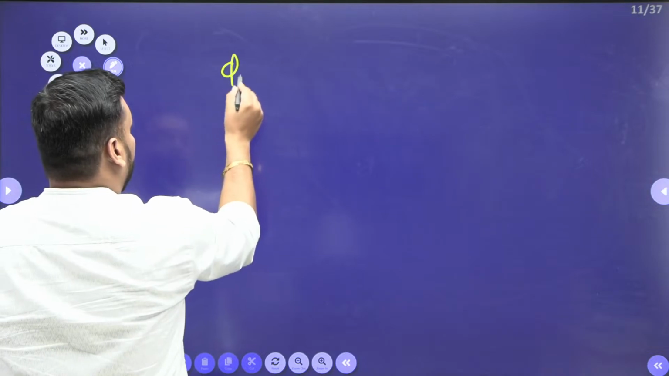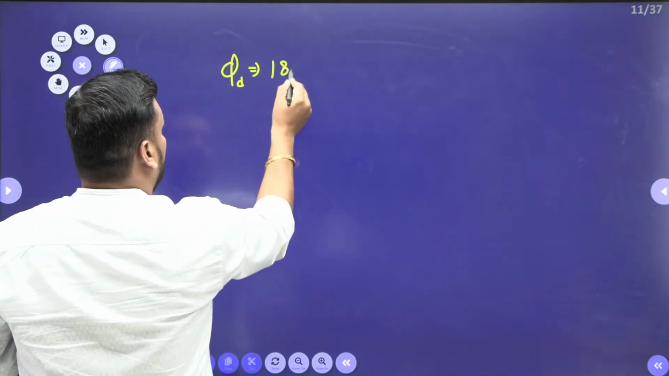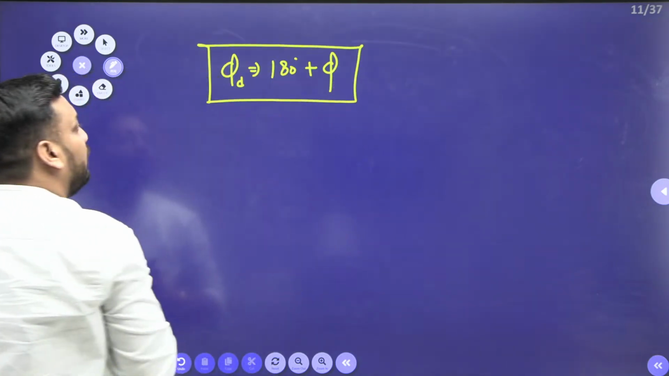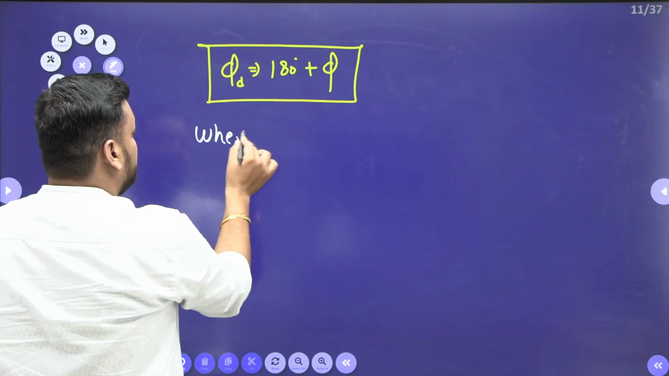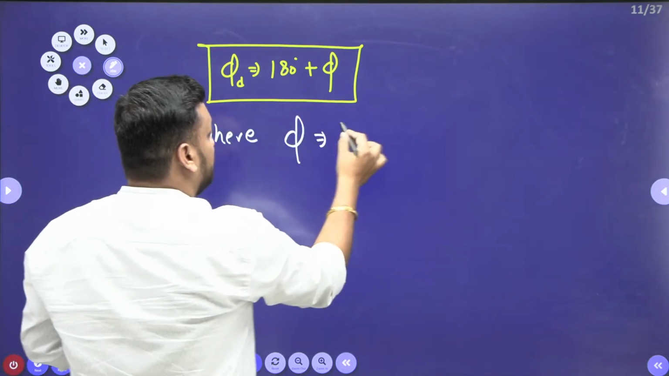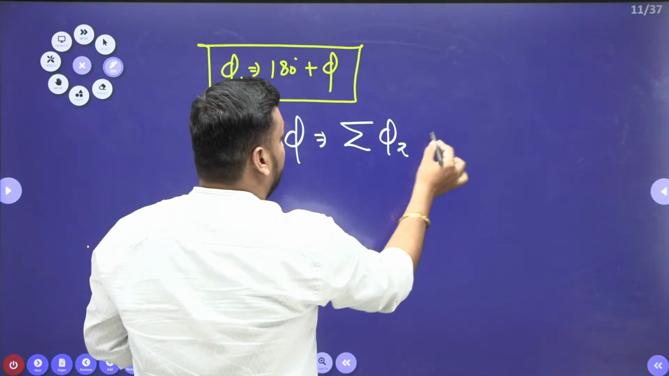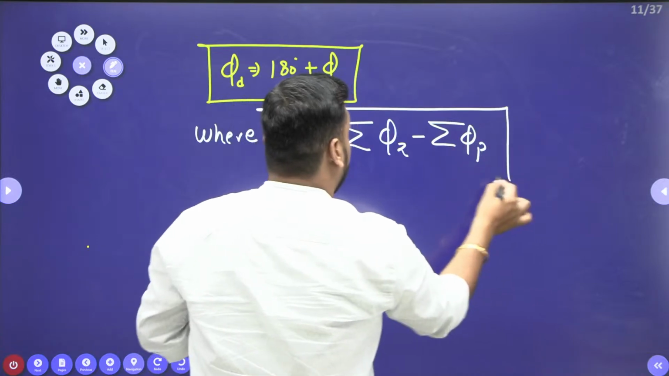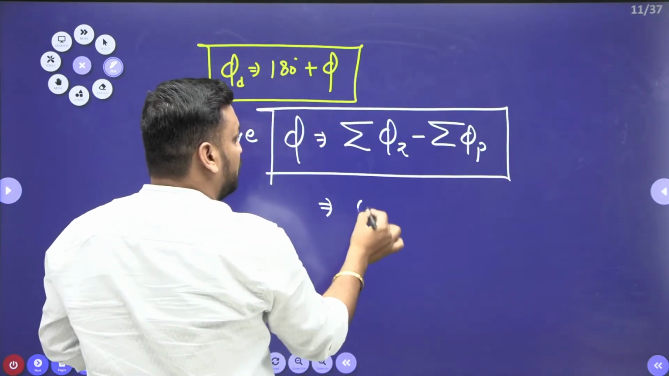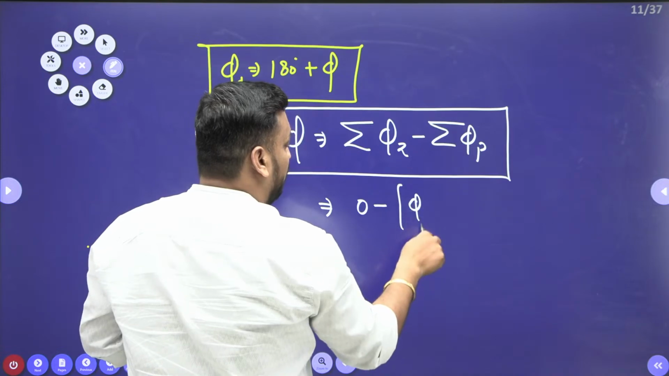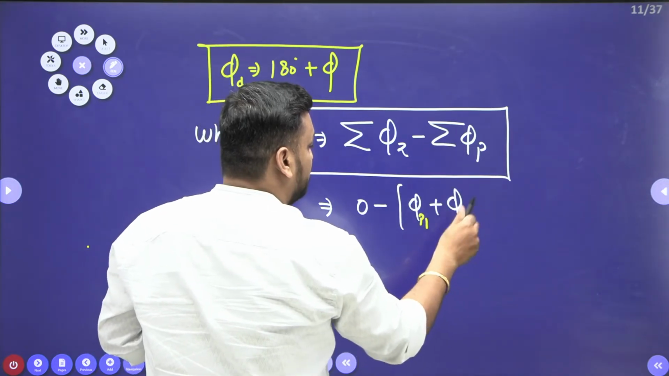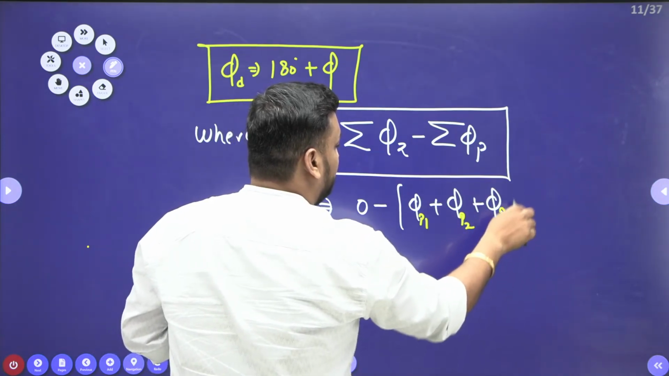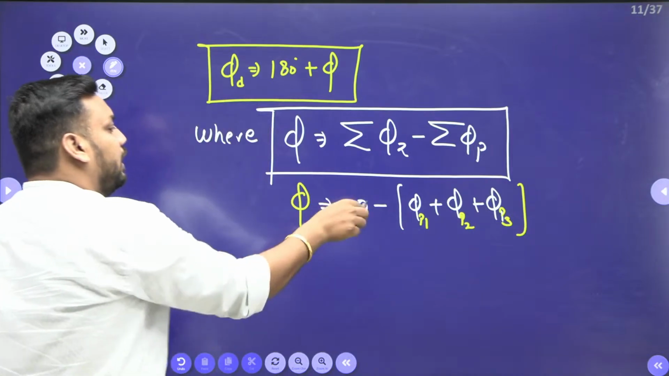So what is the angle of departure formula, guys? The angle of departure formula is 180 plus phi, where phi is the sigma of phi z minus the sigma of phi p. So this is your phi. When you calculate here, the sigma of phi z value is 0 only, and you must add phi p1, phi p2 and phi p3, so you will get a negative phi value.